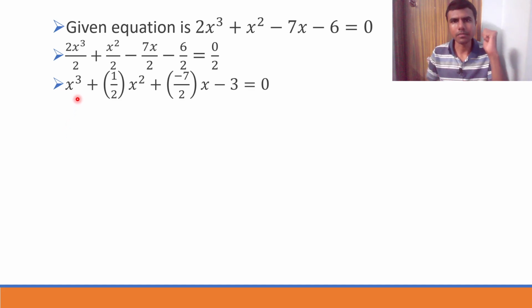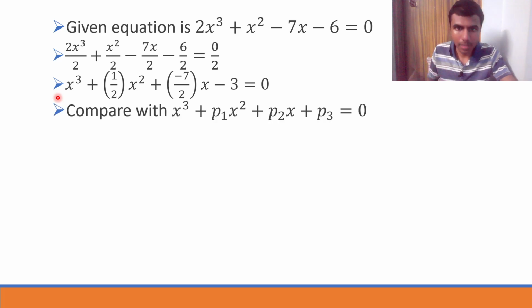Now analyze this equation. The coefficient of x cube is 1 here. See, this is just x cube, and x cube means 1 into x cube. So the coefficient of x cube is 1. Now what I am going to do next is compare this with x cube plus p1 x square plus p2 x plus p3. This is a standard equation.